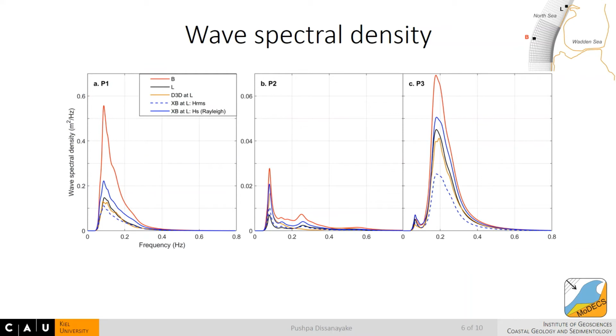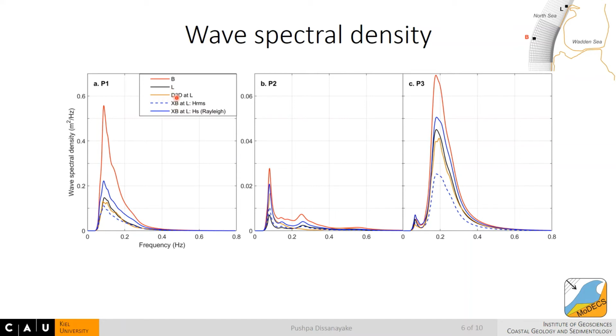Then we estimated the mean spectra within each period, P1, P2, P3. The x-axis is frequency, the y-axis is spectral density. It should be noted that P1 has one order of magnitude higher spectral density compared with P2 and P3. So what are these lines? Red is from B and the black line is at L. So those are the measured information. And the other three lines are from model predictions.